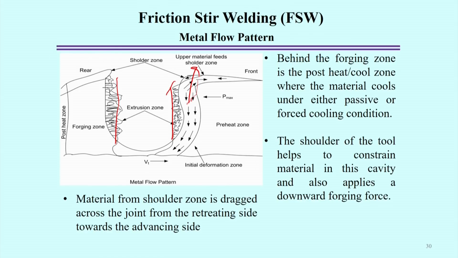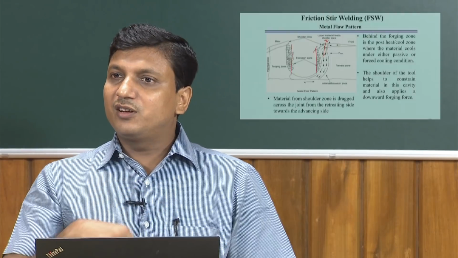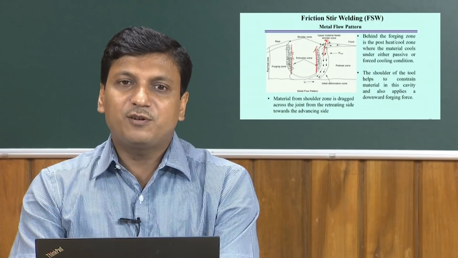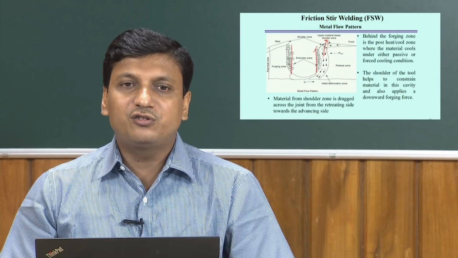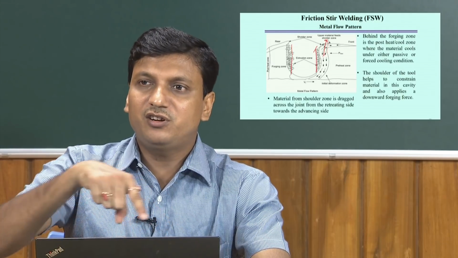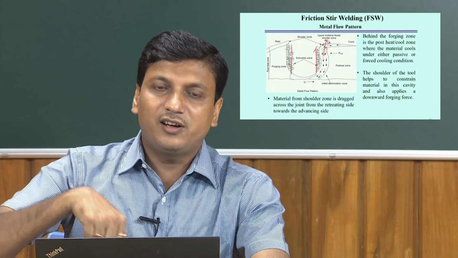But material flow within the stir zone also occurs, because the process creates sufficient conditions, that means the temperature and the flow stress value, so that material flow occurs depending upon the pattern of the direction of the tool. So, material from the stir zone is dragged across the joint from the retreating side towards the advancing side.